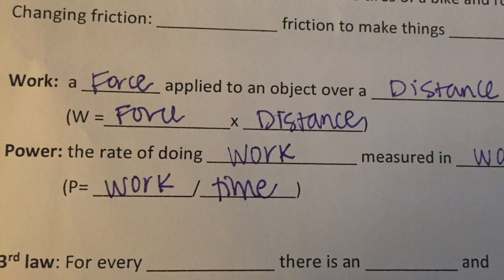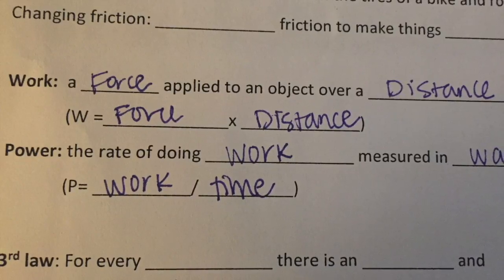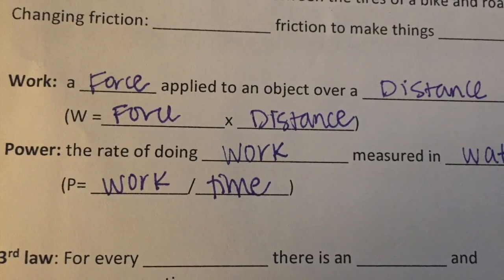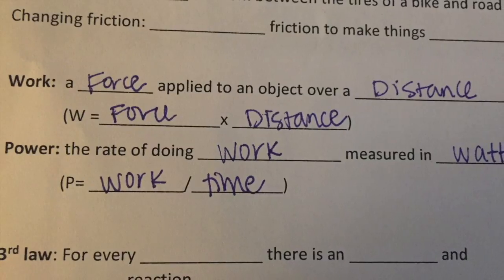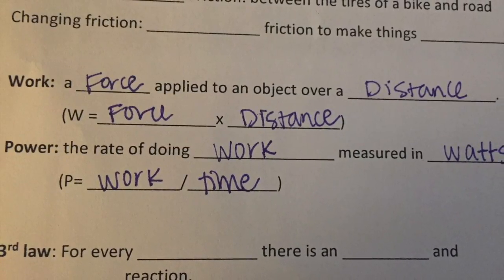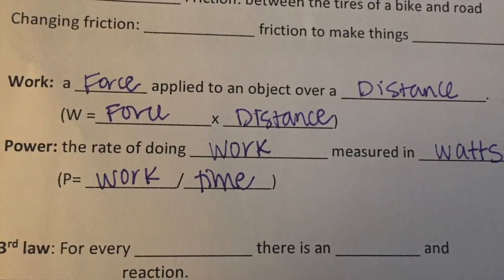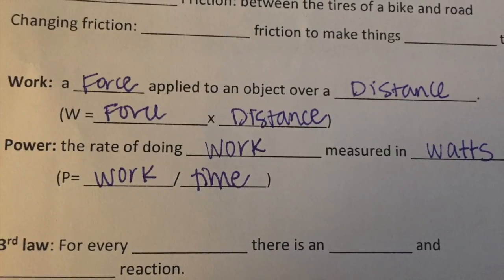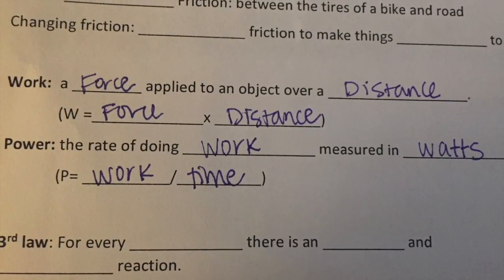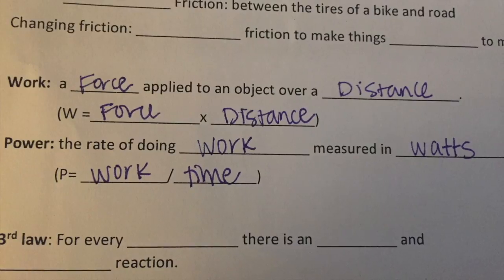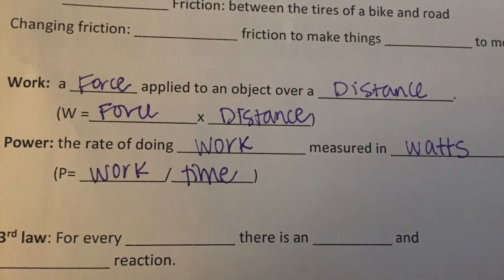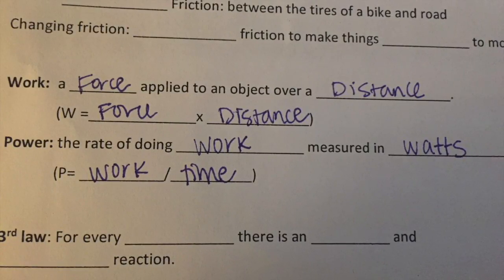Another word that you've probably heard lots, but is different in terms of its science or physics definition, is power. And power is the amount of work in a given time. And that's measured in something called watts, which are just going to be joules over seconds. Power is measured as work divided by time.